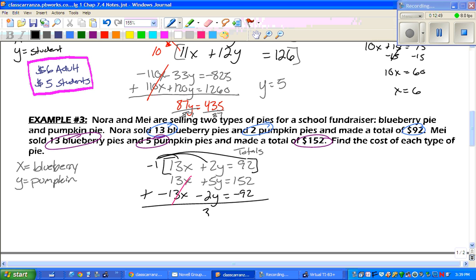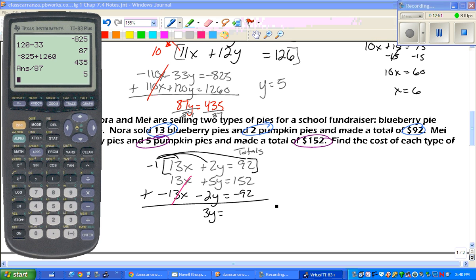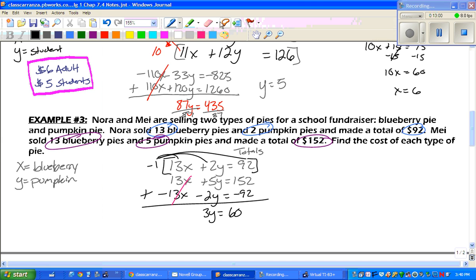Your x's cancel. 3y equals, if you don't know it in your head, 152 minus 92 equals 60. And to get the y by itself, divide both sides by 3. Y equals 20. Okay. And now we plug back into an original equation, 13x plus 2 times 20 equals 92. 13x plus, not 60, 40 equals 92.